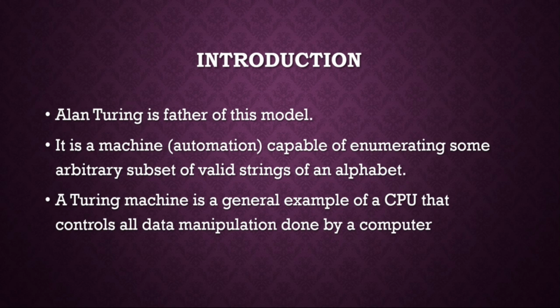So the introduction about the Turing machine: Alan Turing, regarded as the father of computer science, conceptualized this model. But why is it so important? Because the Turing machine is an abstract computing machine capable of processing and generating valid strings from a given alphabet. What is remarkable is that it serves as a model for the CPU, which controls all data manipulation done by computers today. The Turing machine is theoretical, but its influence is deeply embedded in the way modern-day computers function.